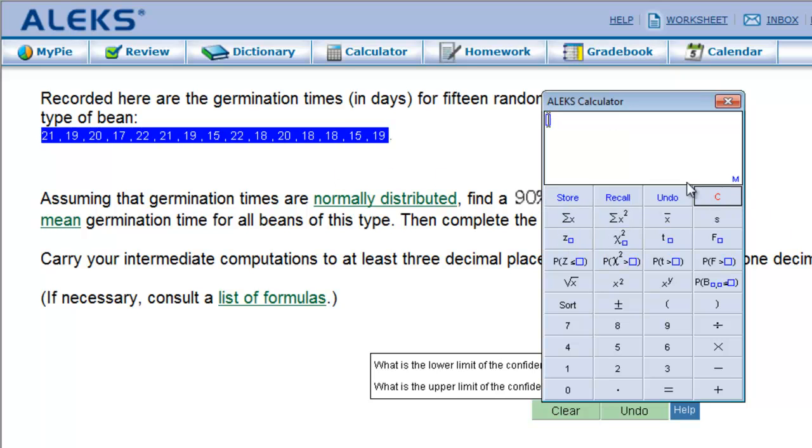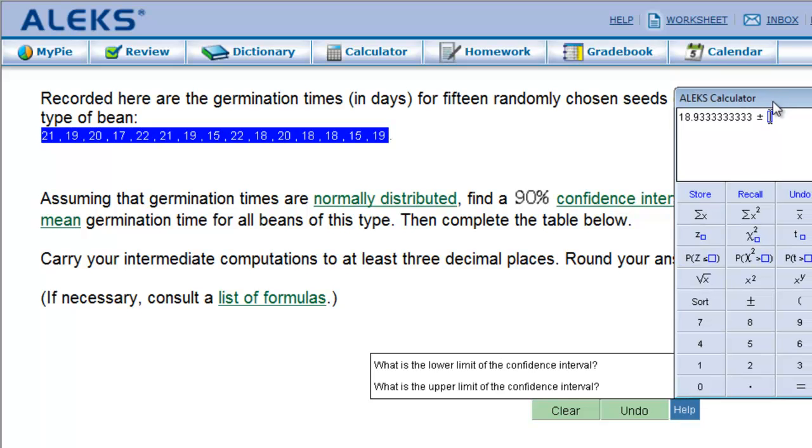And now I'm going to find the sample mean. So I hit X bar. And there it is, 18.933. Okay, that's in there. Arrow over. I'm going to go plus or minus. Next thing is the T alpha over 2.